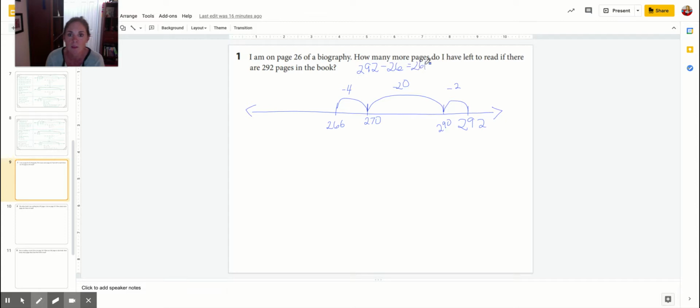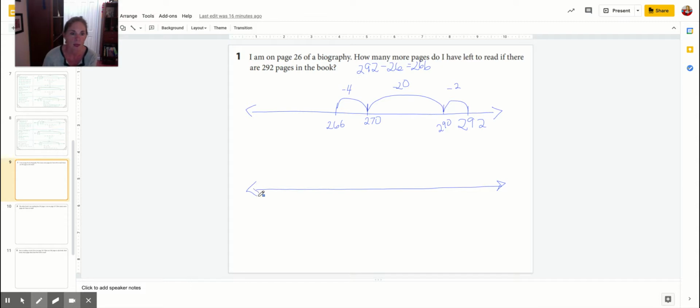Did anybody do this problem this way? Sort of like this? Okay, there's another cool strategy called the difference. So what is the differencing strategy? So let's show that one down here.